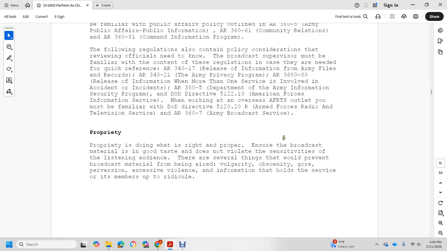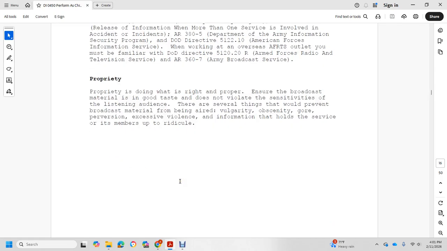Priority. As with the proper introduction of the broadcast material, the goal is that it does not violate the sensitivities of the listening audience. But there are several things that would prevent broadcast material from being aired: vulgarity, obscenity, gore, perversion, and except for violence, information that holds the service or its members up to ridicule.